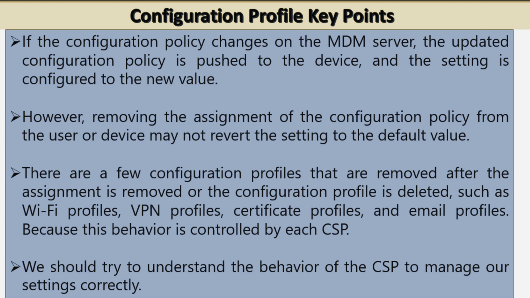default value. Most importantly, there are a few configuration profiles that are removed after the assignment is removed or the configuration profile is deleted, such as Wi-Fi profile, VPN profile, certificate profile, and email profiles, because this behavior is controlled by each CSP. So we should try to understand the behavior of CSP to manage our settings correctly.